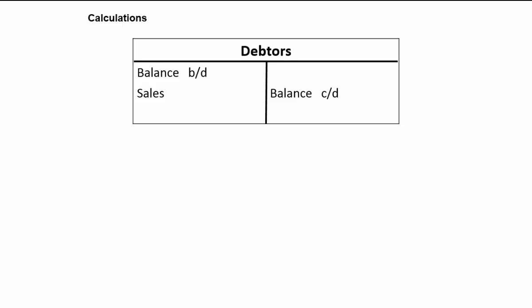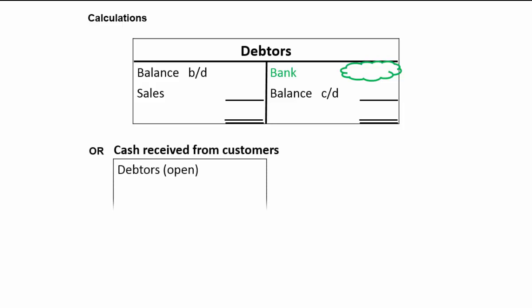Now the only amount that is missing is the bank figure. So if I balance this debtors account by taking the big side, minusing the balance carried down on the little side, I will get a balancing figure or the missing figure, and that'll be the amount of cash that I have received from my debtors. Simple T account, fill in all your numbers and find the missing one. Or you could do it in a calculation format where you take your opening balances for your debtors, you add your sales, and you subtract the debtors' closing balance, the one at the end of the year.